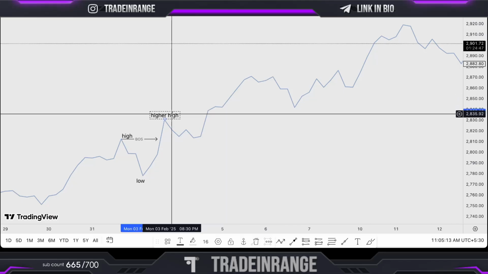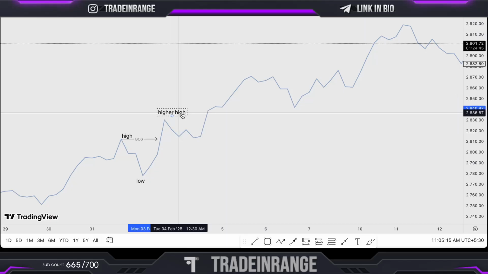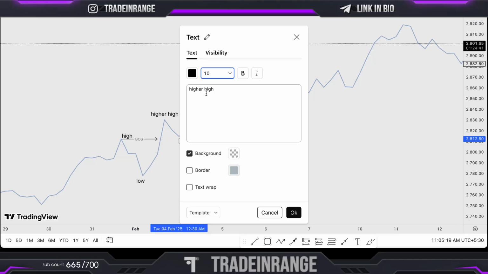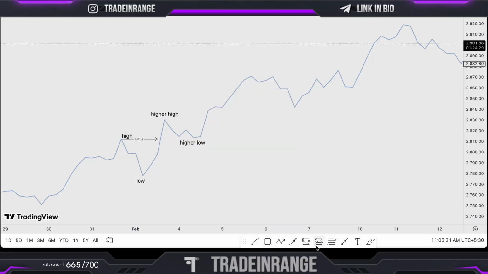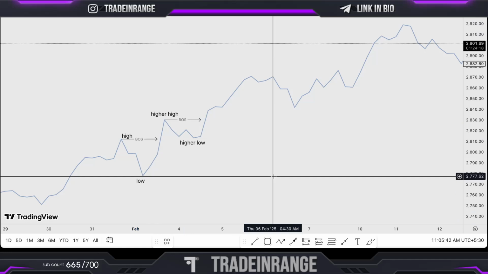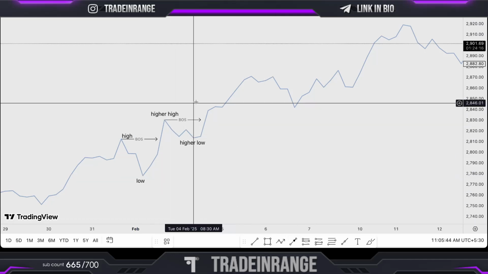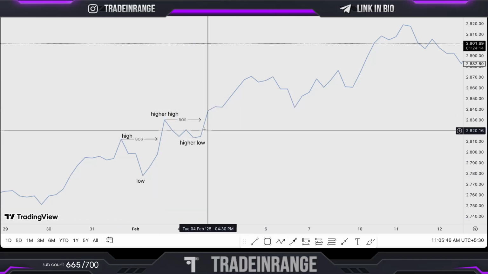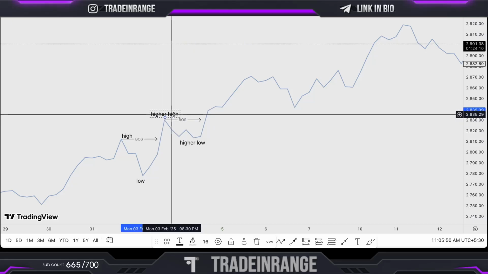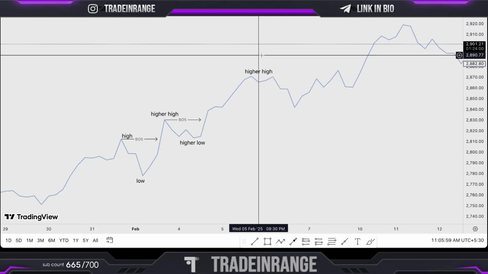So here I will mark it as a higher low. Again, I will next see a break of structure. Here it has been a break of structure, right? And again, the market is in the uptrend, not given any change of character. So I will mark the next high as a higher high. This is our higher high.